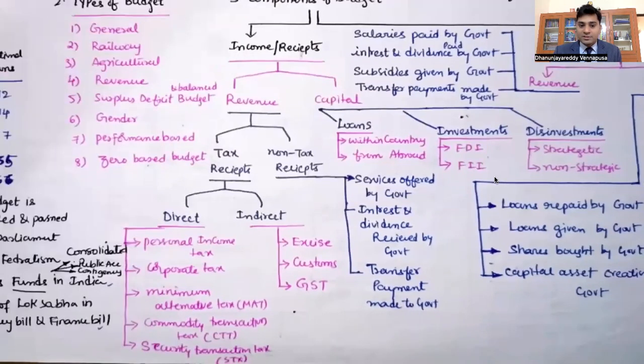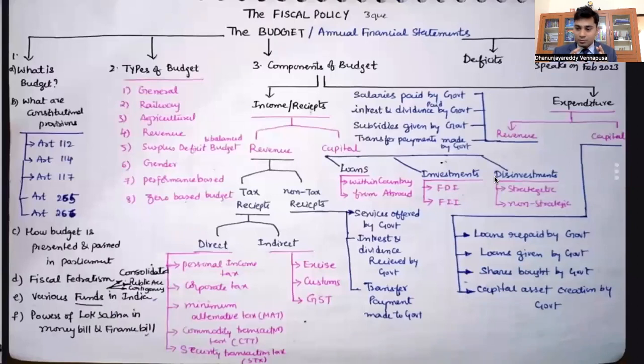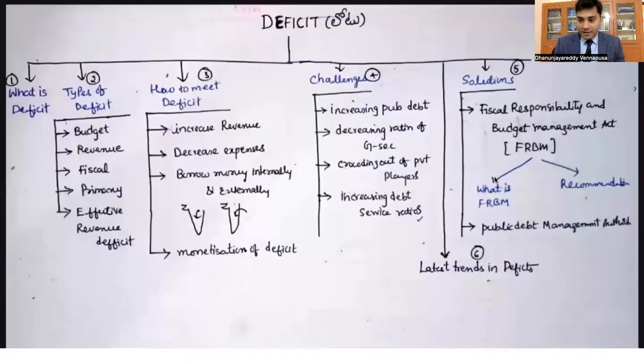If you look at tax receipts, what are direct tax receipts, what is the indirect tax money that we are getting? What are non-tax receipts? Already we know this: services offered by government, interest and dividends received, transfer payments. Capital is this. What are the expenses, revenue expenses and capital expenses? As the budget contains these components, we have to look at this year's or the upcoming year's figures. After that, we have to look at what deficits we have, right?